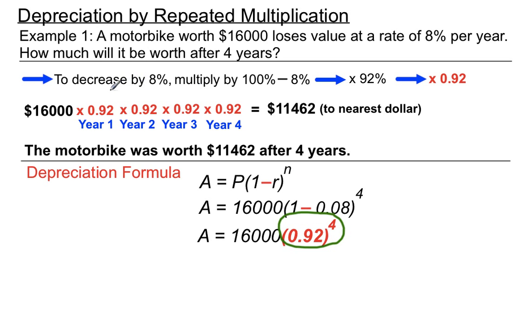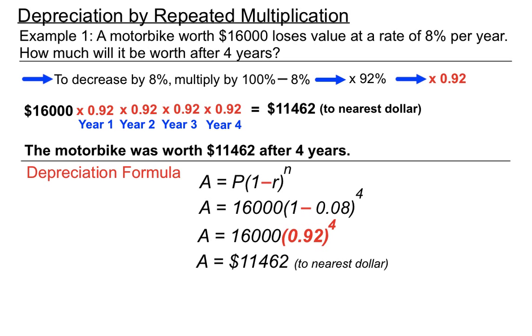I want you to compare this bit in the depreciation formula to this bit up here, because you can see how they are equivalent. We've got $16,000 out the front of both situations, and 0.92 to the power of 4 is just a shorter way of writing 0.92 times 0.92 times 0.92 times 0.92. So they're equivalent, working it out the same way. This is just a summarized version, a shorter way of expressing the same calculation. And we get, lo and behold, the same answer.